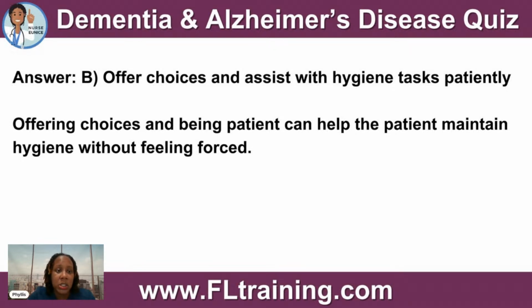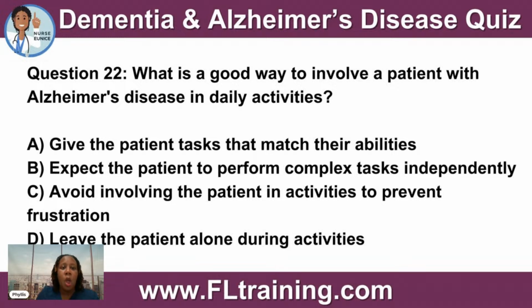All right, next question. What is a good way to involve a patient with Alzheimer's disease in daily activities? Is it A, give the patient tasks that match their abilities? B, expect the patient to perform complex tasks independently? C, avoid involving the patient in activities to prevent frustration? Or D, leave the patient alone during activities?